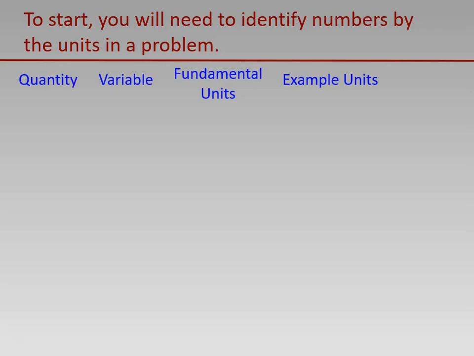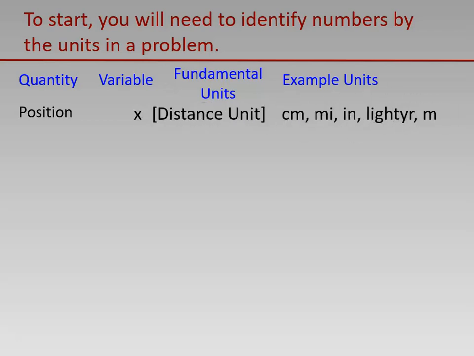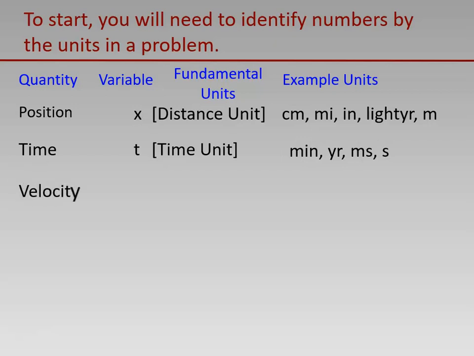So how do we recognize what our givens are in a problem? In a lot of situations, you can figure that out just by the units. For example, position, which is symbolized by the symbol x, has units of distance, and examples of those might be centimeters, miles, inches, light years, and meters, for example, as well as lots of other things, feet, etc. Time is going to have time units. The symbol for time is lowercase t, and time units might include minutes, years, milliseconds, fortnights, seconds, etc.